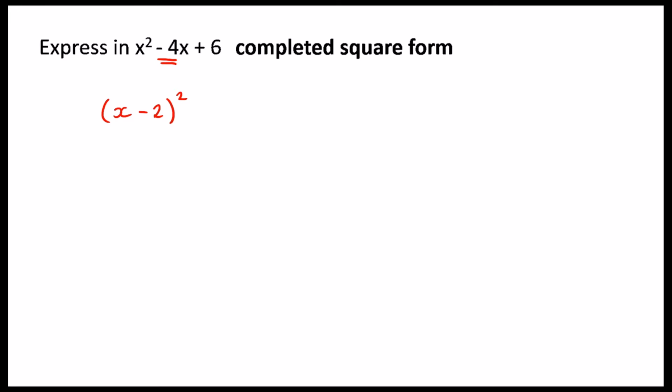I know that if I expand that, it will give me x squared minus 4x plus 4. Obviously the first two parts of this are right, x squared minus 4x, but instead of plus 4 I want it to be plus 6. So to get from here to where I want to be, I need to add 2 onto my answer. So that means in completed the square form I get x minus 2 squared plus an extra 2 in the end.